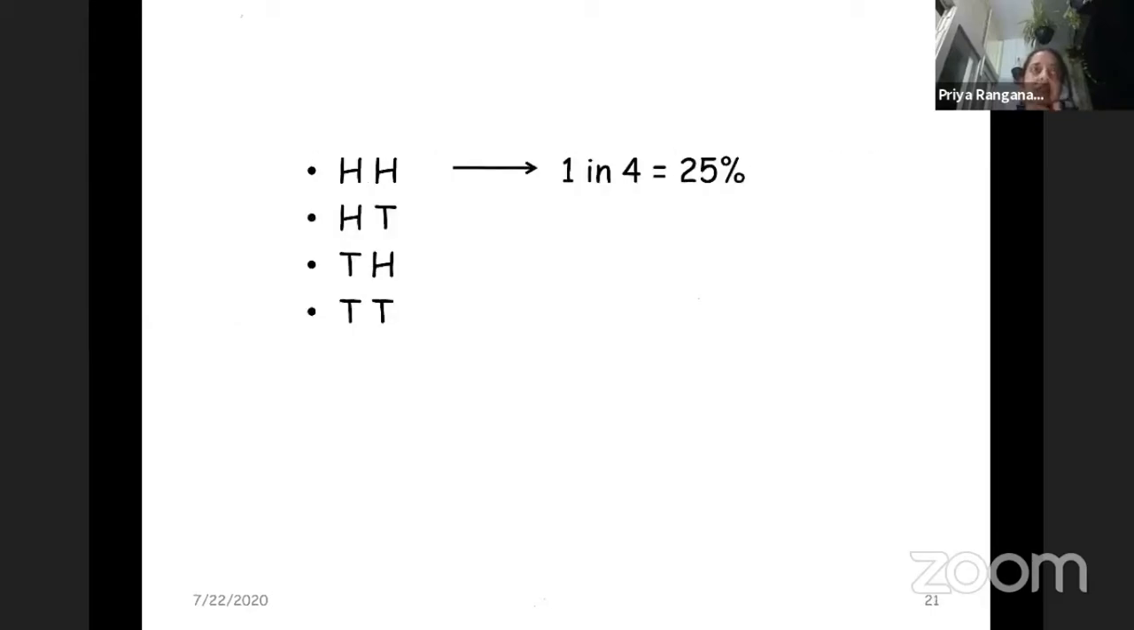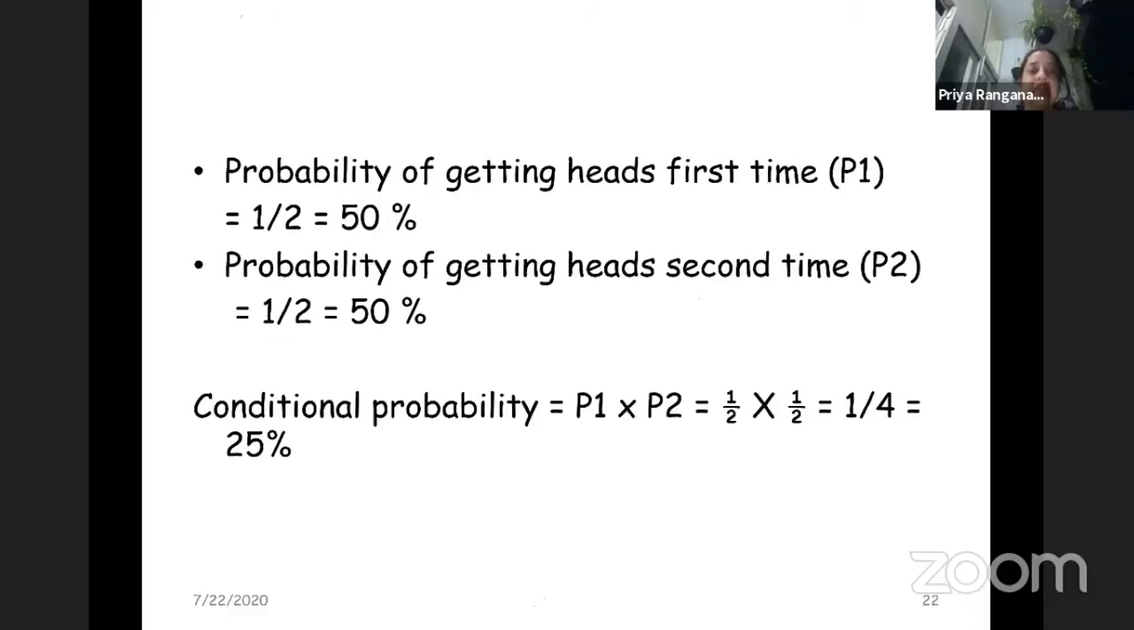Now let's look at the options that you could get when you tossed it twice. You could get heads and heads, heads and tails, tails and heads, or tails and tails, which means your chances of actually getting heads and heads is 1 in 4, which is 25%, right? Which is nothing but the probability of getting heads the first time multiplied by the probability of getting heads the second time. So conditional probability is actually equal to 50% into 50%, which becomes 25% if you multiply it.